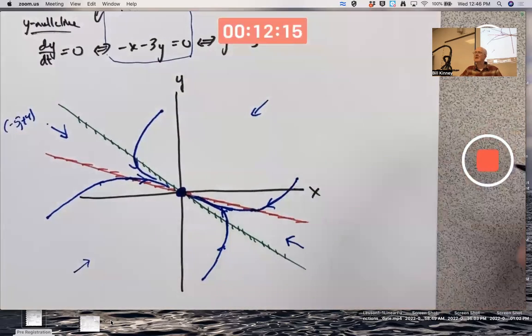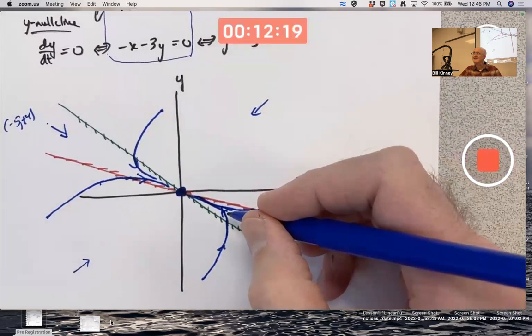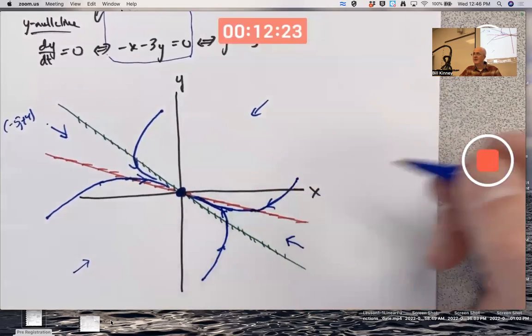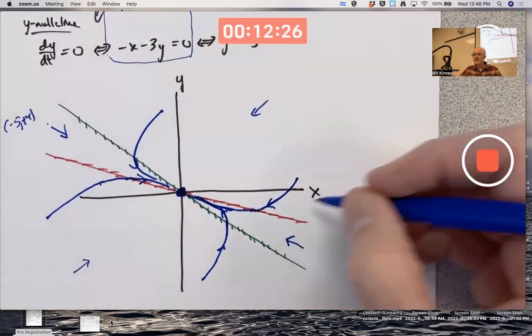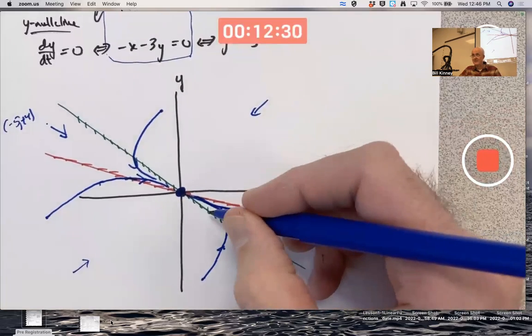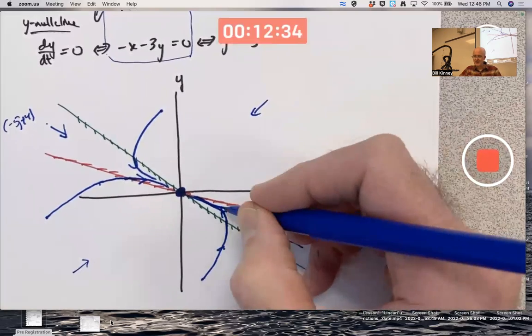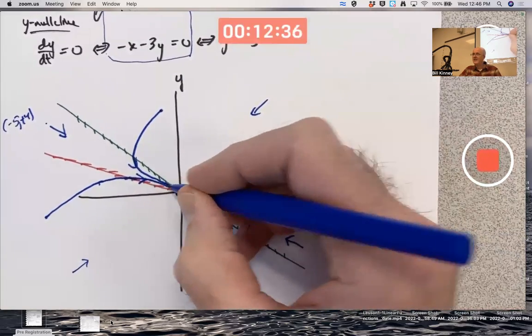Can these solutions touch each other? They actually can't. We're going to see why soon in the lectures. I'm going to talk about uniqueness. Distinct solution curves can't touch each other. They can get really, really close together. They can get squeezed really, really close together, like in here and here, but they can't literally touch each other.